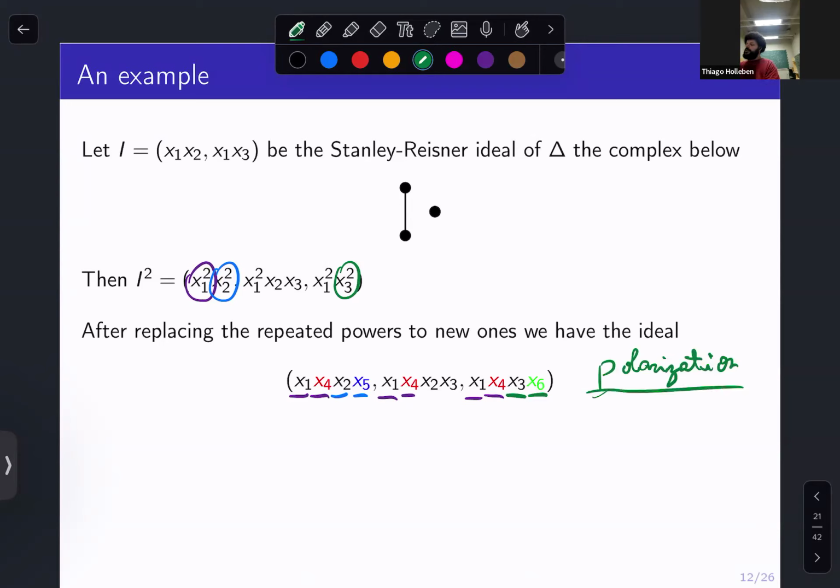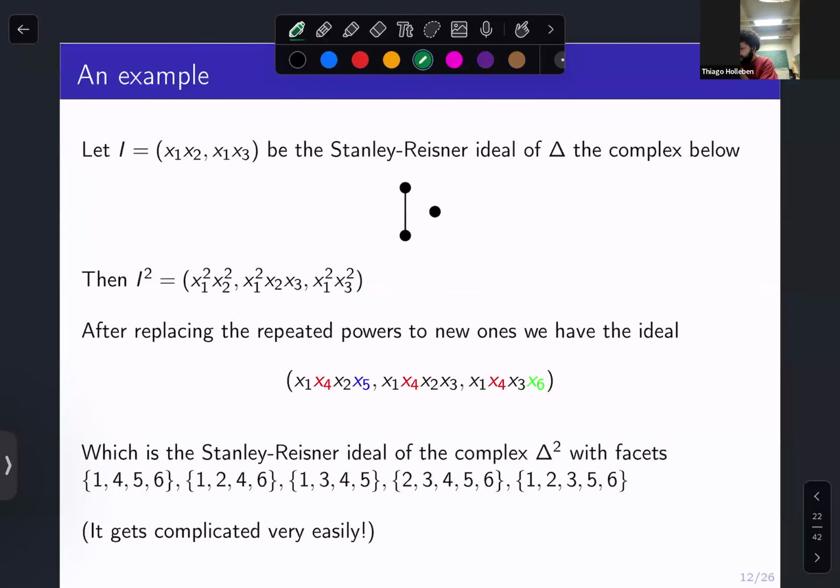And the point is, now that we again have an ideal that is generated by these square-free monomials, they don't have repeated variables. It turns out that you can associate to this ideal another simplicial complex. So the simplicial complex delta R that I was defining previously. So here it's delta 2. It's going to be, let's say, the Stanley-Reisner complex of this ideal.